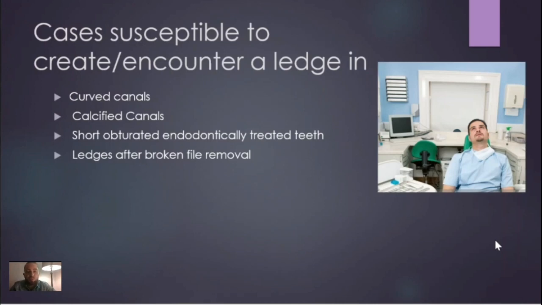In addition to the previous points, whenever you have a retreatment case with a short root canal filling, you should expect a ledge in that case. So I personally schedule longer appointments for such cases so I can have enough time to deal with the expected ledge.